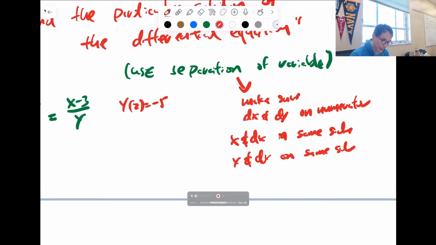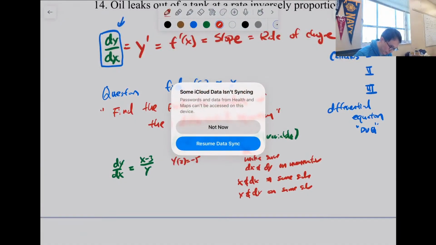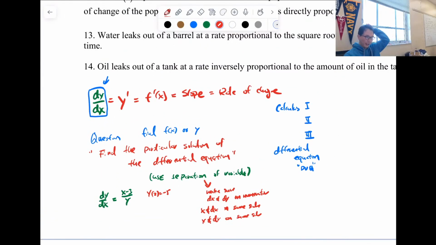All right, let's recap everything. We know that dy/dx can be y prime, it can be f prime of x, it can be equal to slope, it can be equal to rate of change. Today's homework, you're going to see some of those things in play. Sometimes they don't just write dy/dx equal to something. They will say y prime is equal to something, or f prime of x equal to something, or slope, or even rate of change. That all means dy/dx.